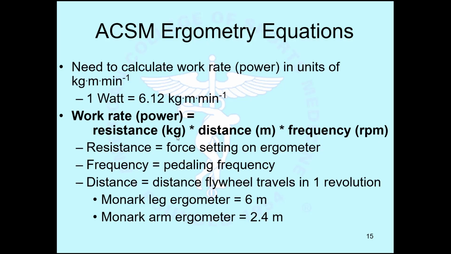So resistance is the force setting either in kg or kp. Frequency is the RPMs, pedaling frequency. The distance is how far that wheel goes in one revolution. And we're always going to be talking about Monarch ergometers. So if you're using a Monarch leg ergometer, like a stationary bike, the distance is always 6 meters. If you're using an arm ergometer, it's 2.4 meters. And those are always going to be the same.